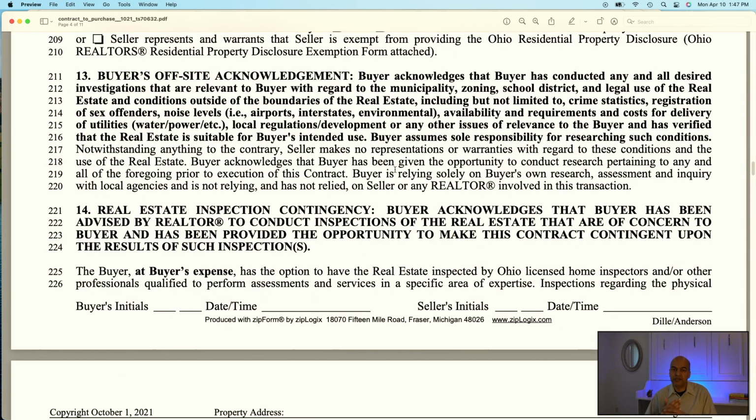Buyer's off-site acknowledgement. This basically covers things like zoning, the school district, crime statistics, sex offender registration, noise level, like if you live next to an airport, next to the freeway, other things like environmental. Basically, the buyer is responsible for all those items. It's not the responsibility of the seller. The seller can disclose certain things based on the property disclosure form, but there are other things external to the seller that the buyer needs to conduct their own due diligence and make sure they understand the condition outside of the property.